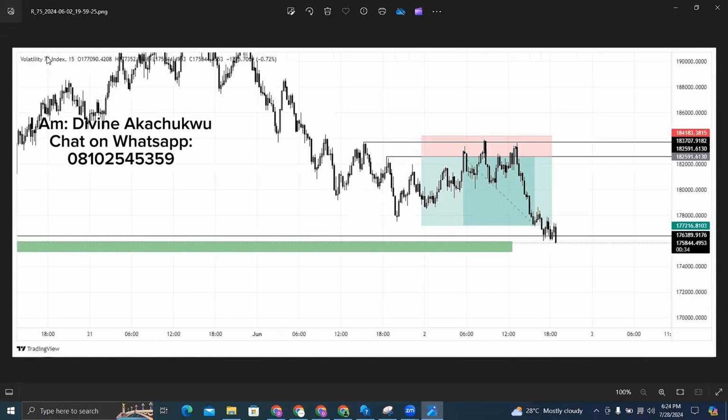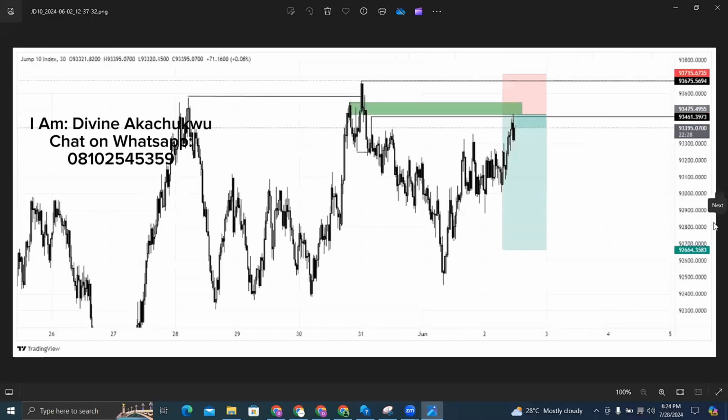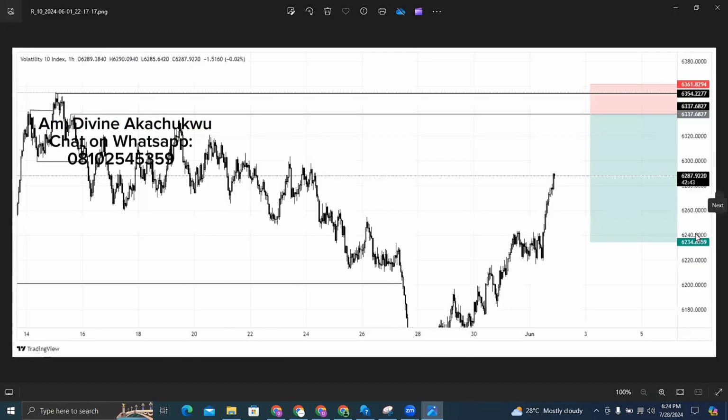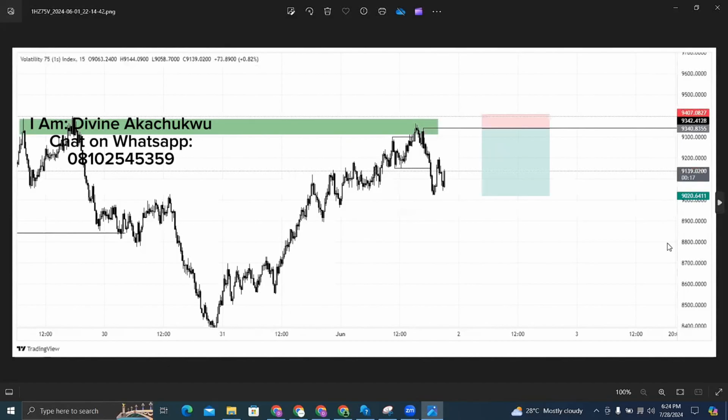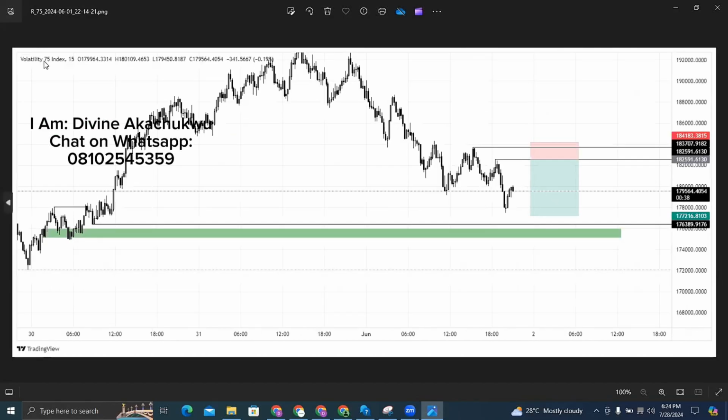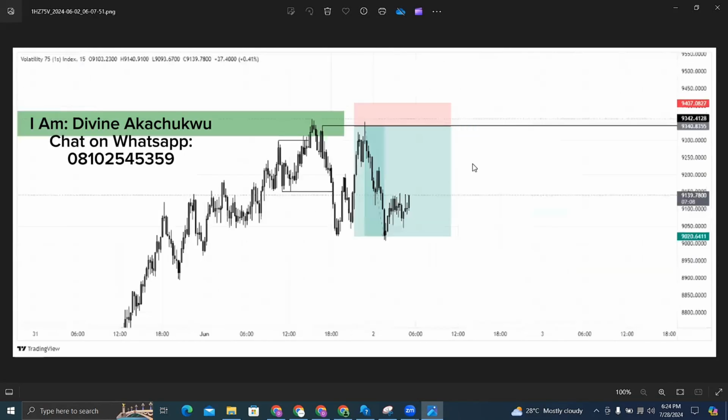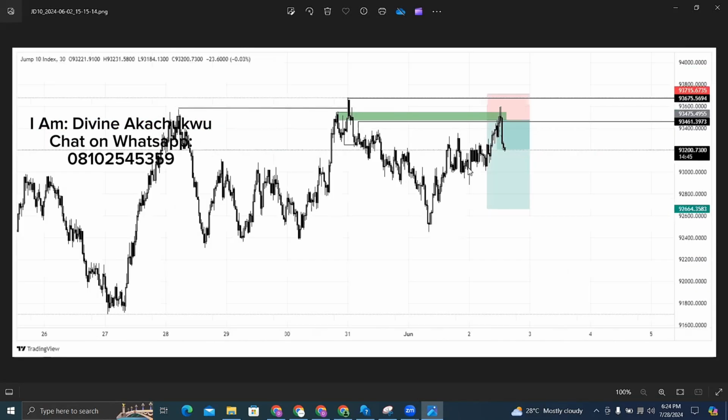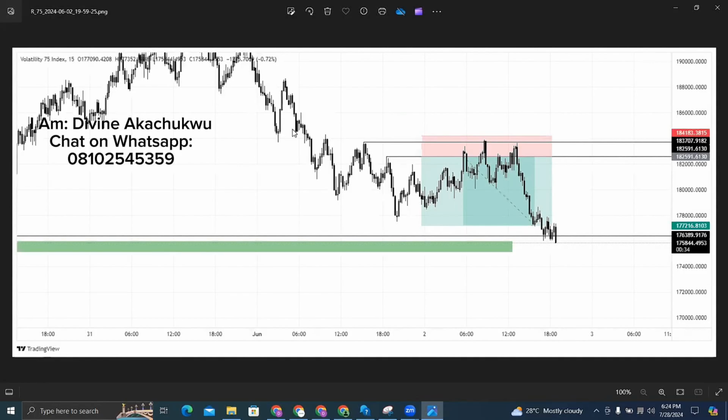This is the volatility 75 index 15 minutes. I showed you this one, volatility 75 index 15 minutes. That was it here. Price always respects this thing most of the time. You don't have a win rate of 100%. I have to be honest with you. But the win rate is 70, 75%, 80% win rate. Coupled with your risk to reward ratio and your risk management, you are going to be very profitable.